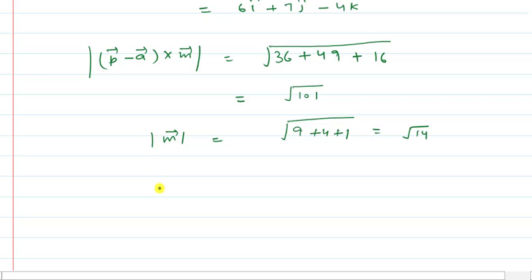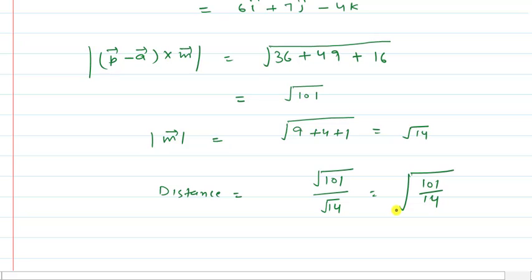So, therefore, distance is equal to square root of 101 upon root 14, or you can say whole square root of 101 upon root 14. After rationalization with root 14, you can calculate the result of distance. So this is the way to calculate distance of a point from line. It is the formula by using which we can find out distance directly.